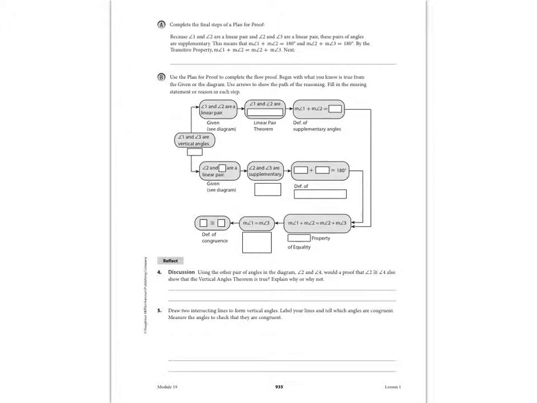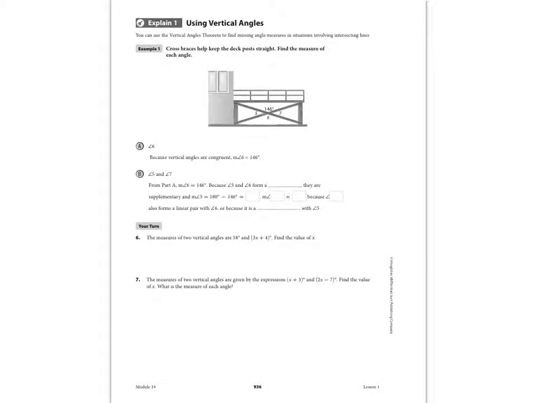Here on page 935 is the flow proof, but there are some fill-in-the-blanks that they want you to do. I'm not going to worry about filling this in, because I want to get us comfortable with writing two-column proofs and structuring it that way. Let's go ahead and apply this vertical angles theorem and see how it works.